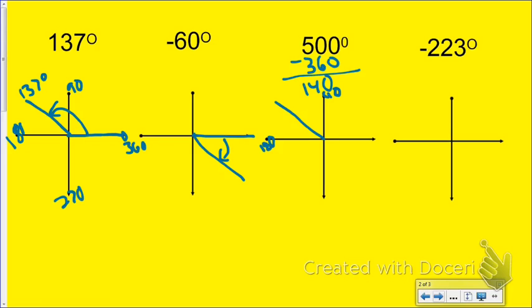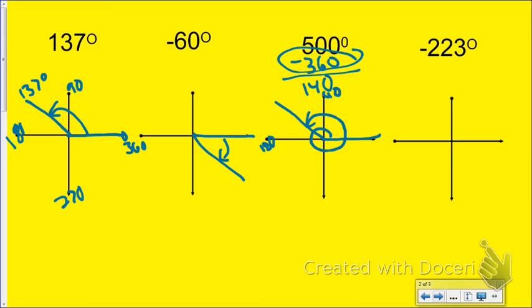Now the only thing that's different here is going to be when I draw my arrow. So if I just drew my arrow like this, that wouldn't be a 500 degree angle, that would be a 140 degree angle. So instead what I need to do to show that it's 500 degrees, I had that extra 360. So my arrow needs to show that by going around in a full circle and then ending at 140 degrees. So that's how I would draw my 500 degree angle.